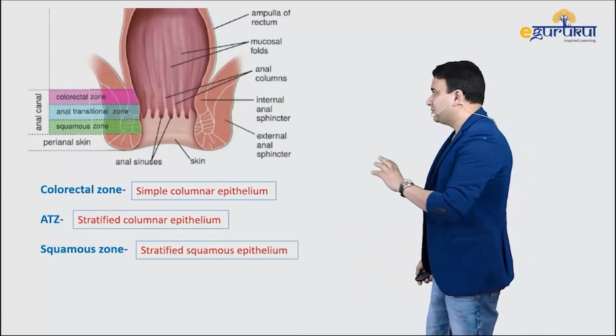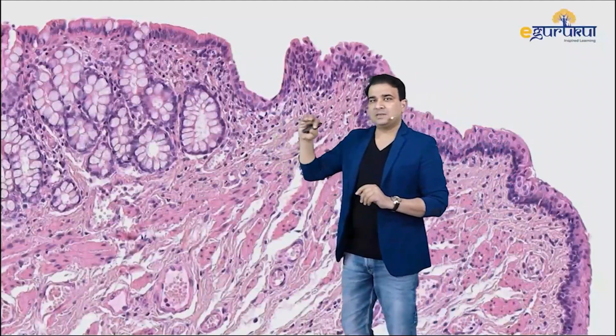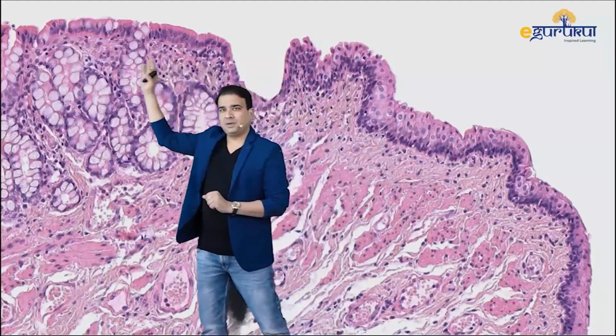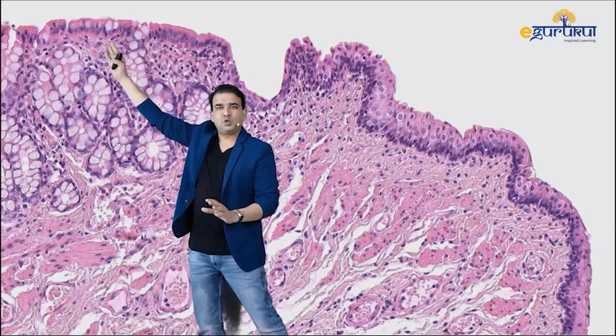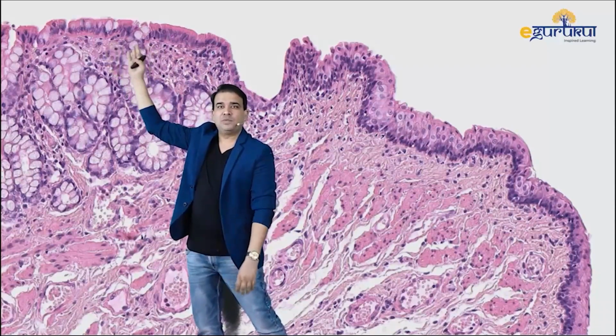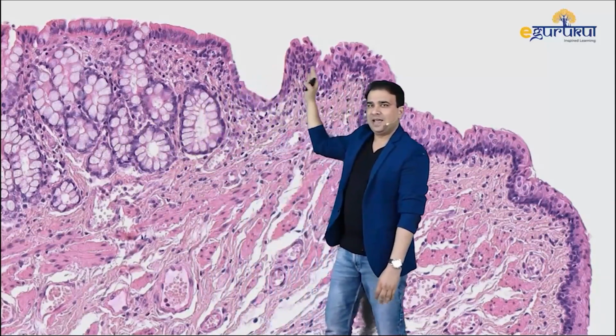Now, I couldn't resist showing this one wonderful picture that I have here. Now, look at this picture, guys. This is a picture which is showing all the three zones. On my extreme right, you can see this lining epithelium is the usual epithelium of the large intestine, which is a columnar epithelium, and you can see all these goblet cells which are invading in. This here is the ATZ, the anal transition zone.